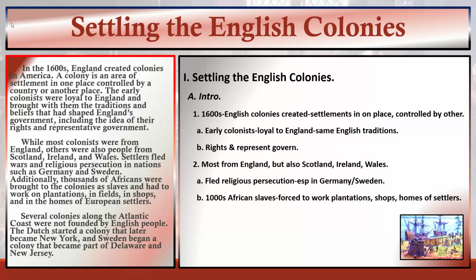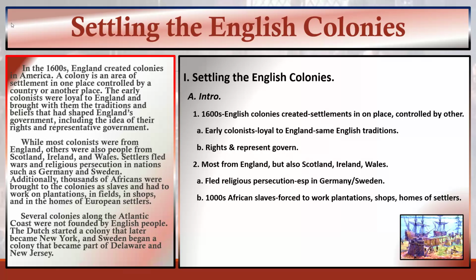The Dutch started a colony that later became New York, and Sweden began a colony that became part of Delaware and New Jersey. So let's see, other colonies founded by Dutch and Swedes. New York is definitely Dutch. Parts of New Jersey, Delaware, Sweden. There we go. I knew I'd get it out. That's what you do when you summarize. You work it out, right?